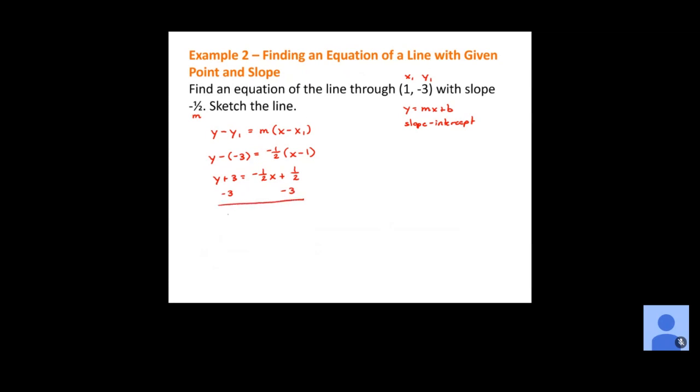And so what's 1/2 minus 3? Good. Negative 2.5 works. Okay, so if you want to write it that way, or if you prefer fractions, right, this would be y equals negative 1/2 x minus 5 halves.